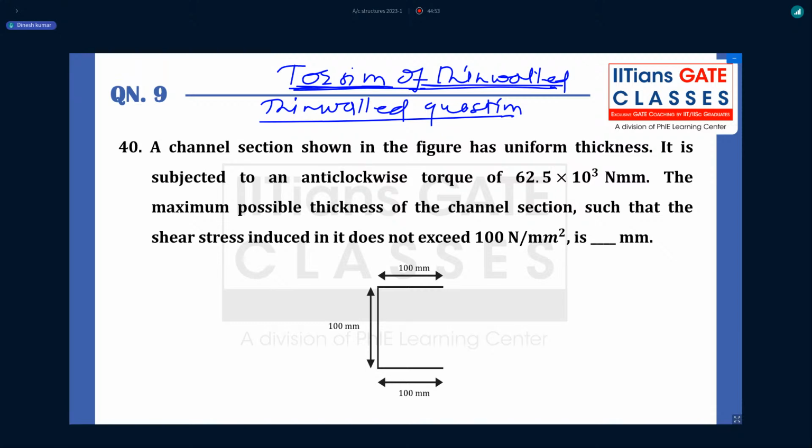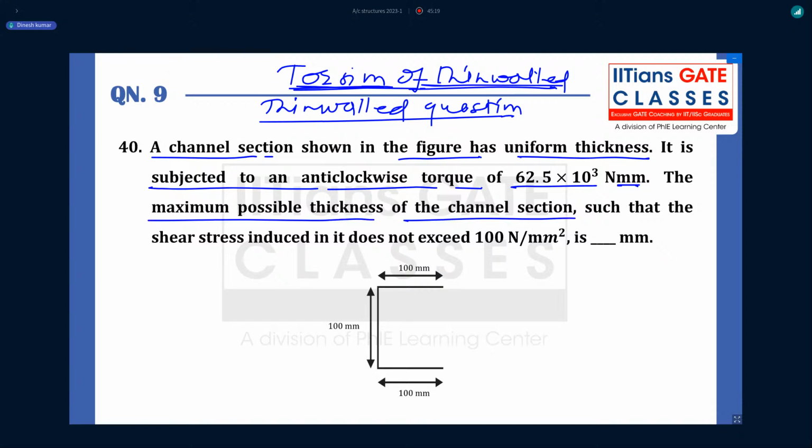In May and Feb batch, I have done that. Okay, so read this question. A channel section shown in the figure has uniform thickness. It is subjected to an anti-clockwise torque of 62.5 into 10 to the power 3 Newton mm. The maximum possible thickness of the channel section such that the shear stress induced in it doesn't exceed 100 N/mm squared.